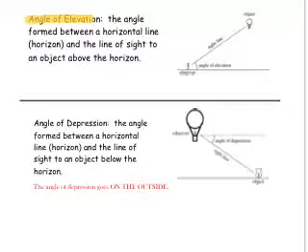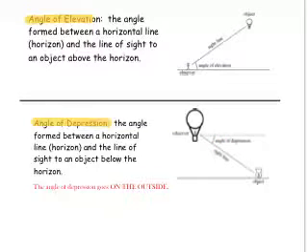Alright, so the angle of depression, which is the opposite, obviously, is the angle formed between the horizontal line and the line of sight to an object below. So if here is my horizontal line, then the line of sight below, this is the angle of depression.